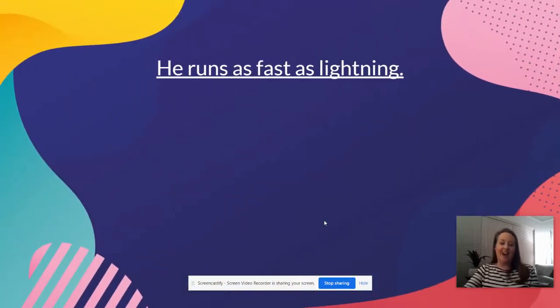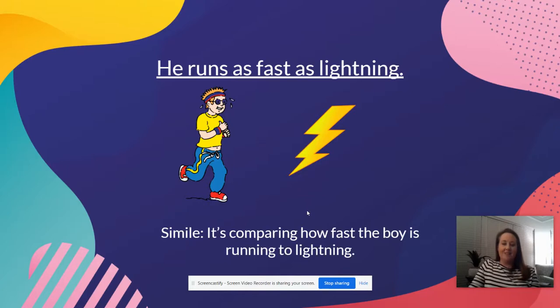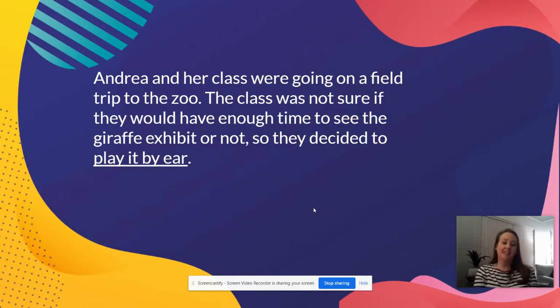He runs as fast as lightning. So when we look at this, we think of, oh, I see as in there, and I'm comparing how fast he runs to that of lightning. So what do you think this might be? So we've got our little boy running, and we have our lightning bolt. So this is a simile. We're comparing something, and we're using as, but we're comparing how fast the boy is to lightning. Okay, let's look at our next one.